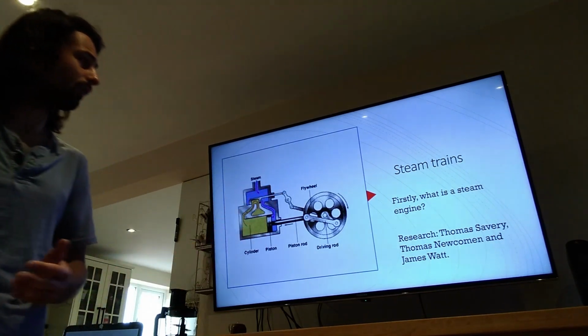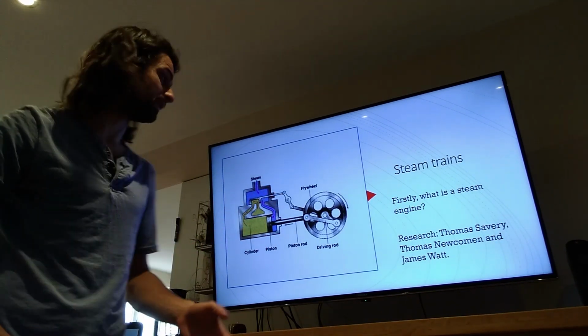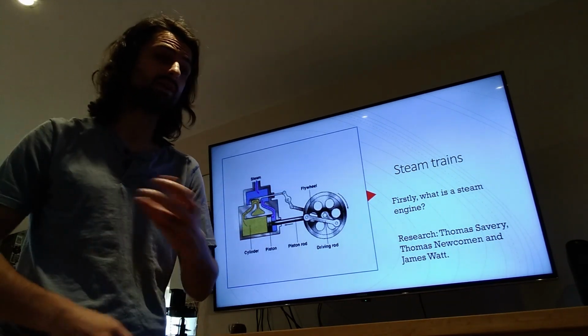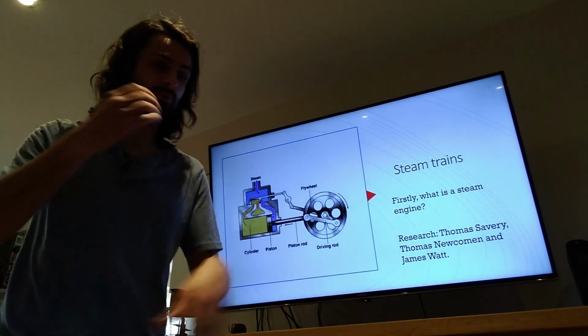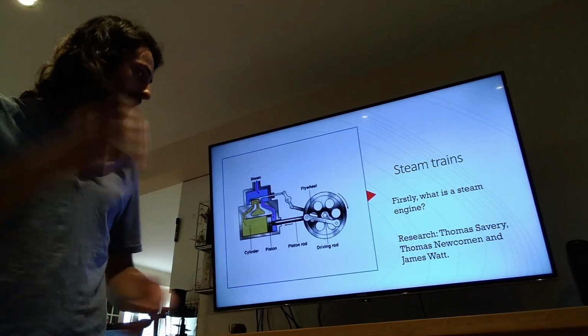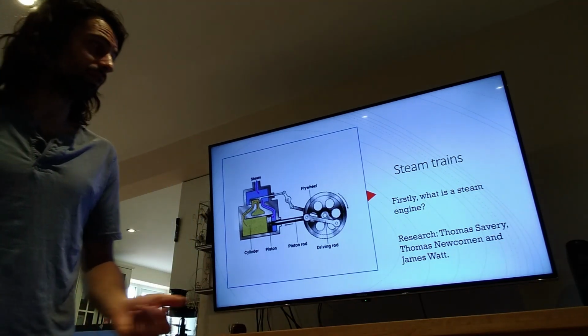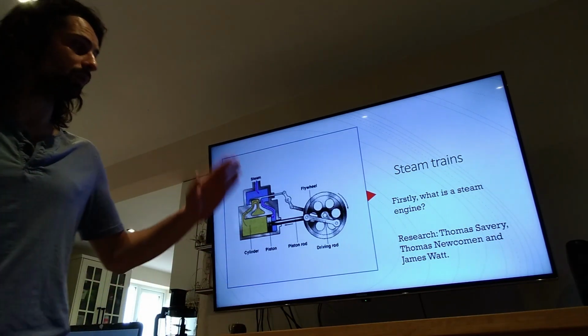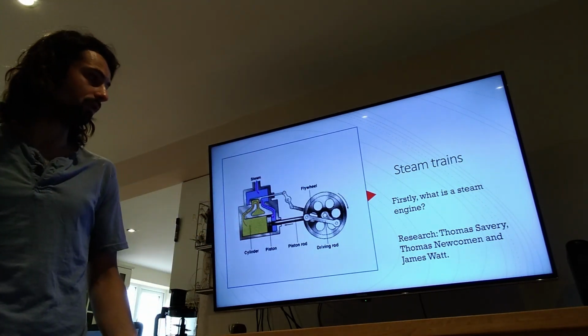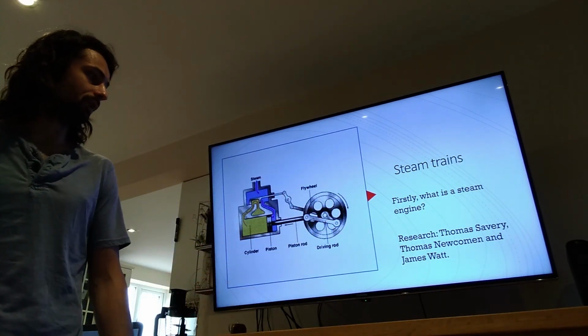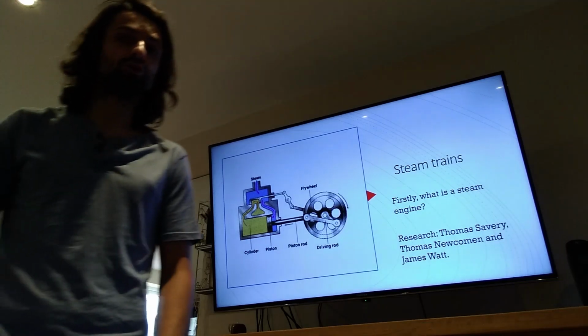Steam engines were very important for the Industrial Revolution. They used fossil fuels which were burnt and released water vapour and heat, which allowed movement to be generated. This movement powered lots and lots of different engines, including steam trains. I want you to do some research yourself into these people here, Thomas Savery, Thomas Newcomen and James Watt.